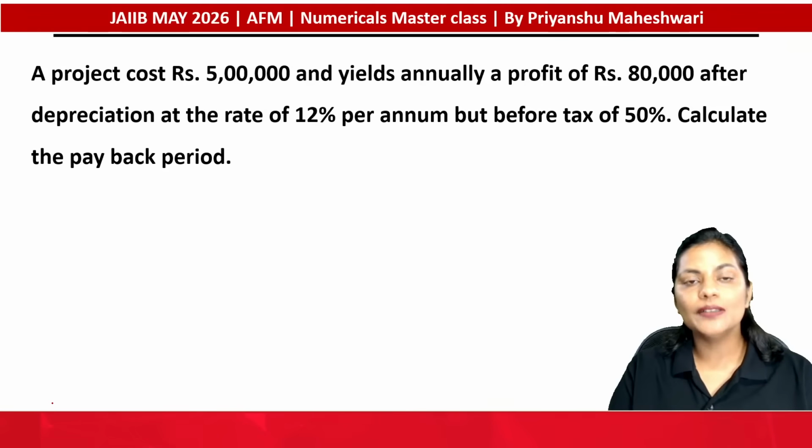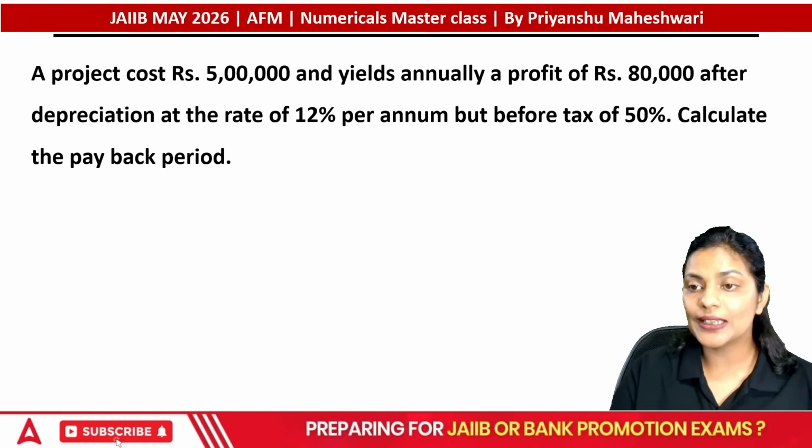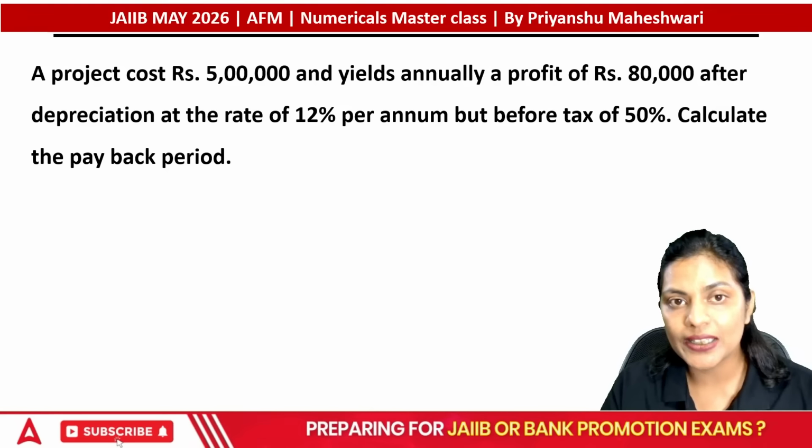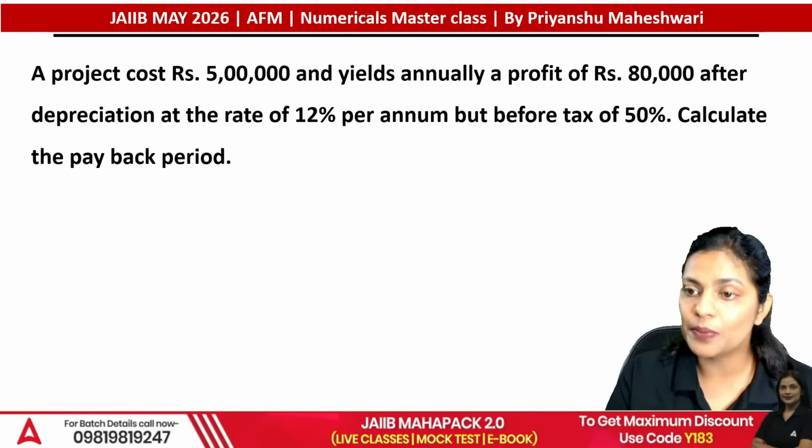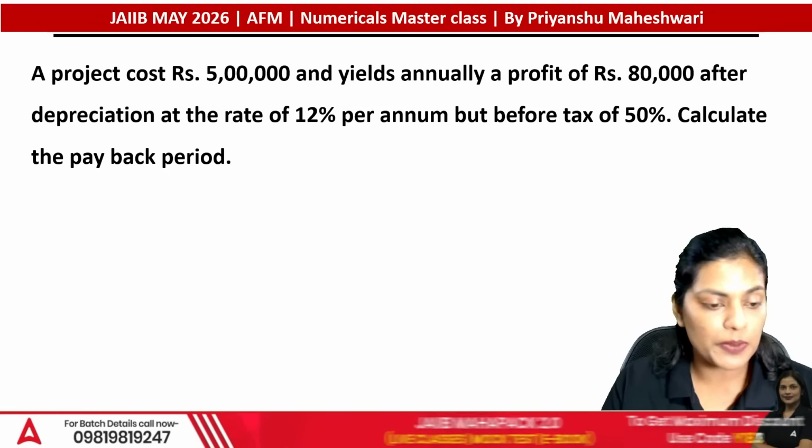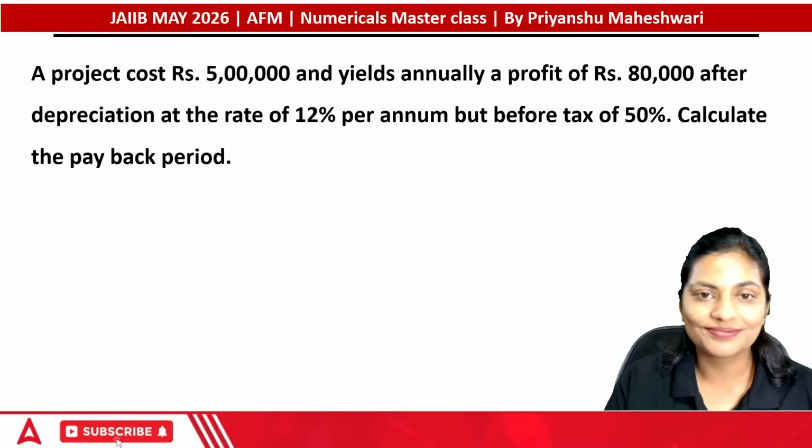Now, capital budgeting. A project costs rupees 5 lakh and yields annually a profit of rupees 80,000 after depreciation at the rate of 12% per annum, but before tax of 50%. Calculate the payback period.